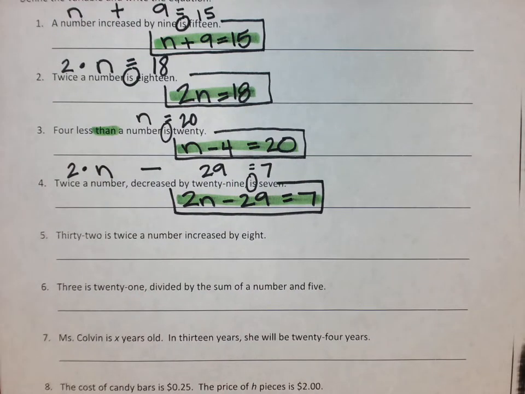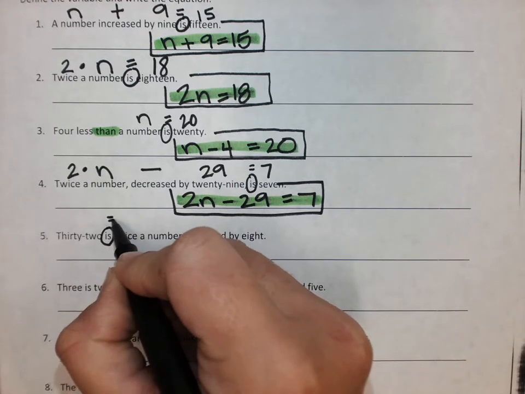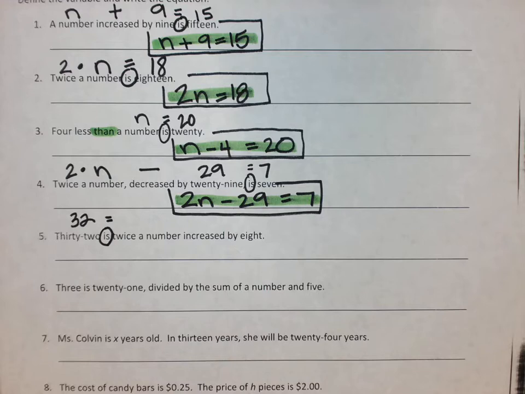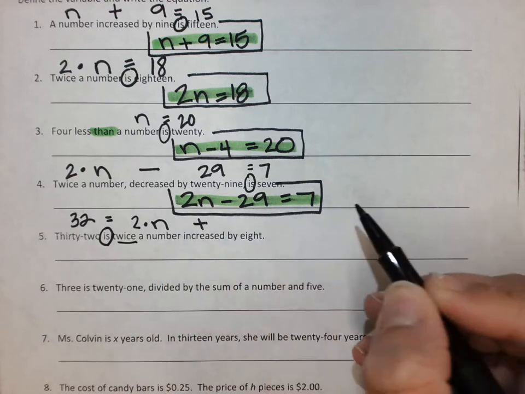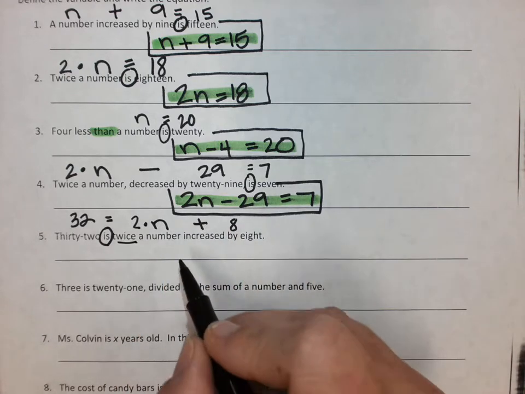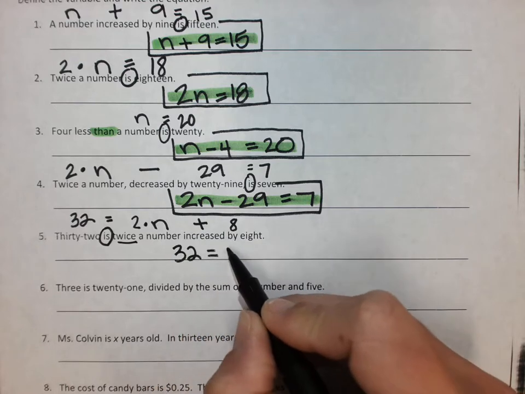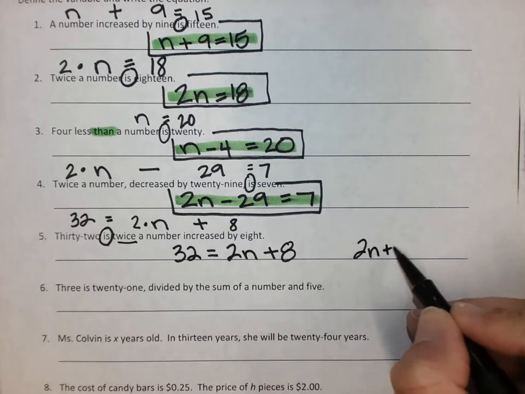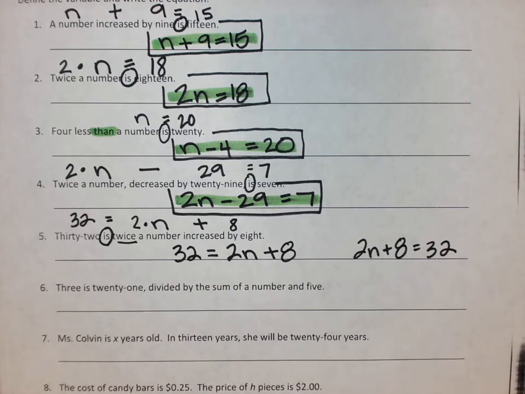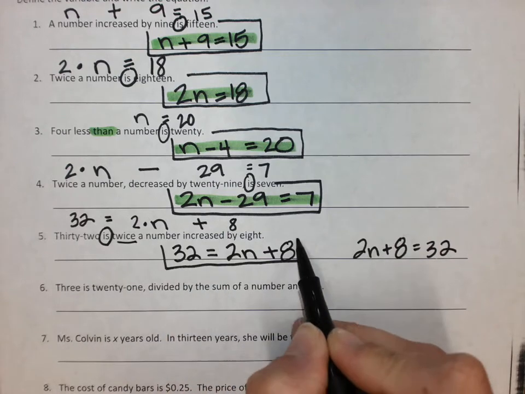Number 5. 32 is twice the number increased by 8. Okay, so they're kind of flipping it, right? They're putting it on the other side. Don't let that confuse you. So 32 is twice some number increased by 8. See how it's pretty straightforward. So you could say 32 equals 2n plus 8, or maybe you wrote 2n plus 8 equals 32. Both are acceptable. Both are the same thing.